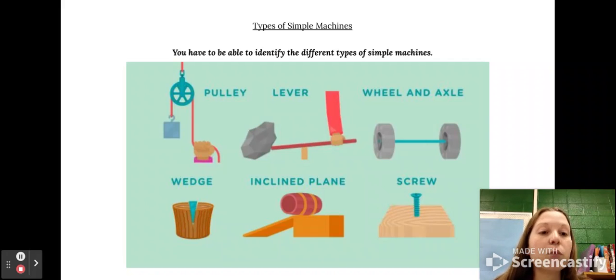And then a screw. You've got screws that you've seen before, and that twisting motion allows it to get on a helical axis. That's what we're looking at there. So make sure you can identify these and know some basic real life examples of them.